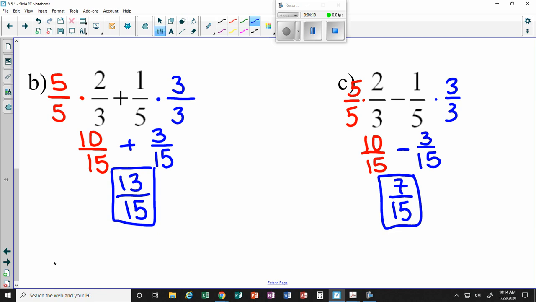Okay? We good with that? Today we're going to do it, but we're going to do it not with numbers, but with variable expressions. Okay?